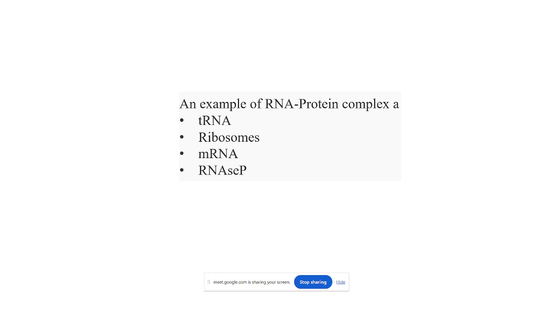Okay. So the correct answer is ribosomes. An example of RNA protein complex is ribosomes. RNase P can also be an RNA protein complex, but here we're talking about the example. We're not asking what an RNA protein complex means. RNase P is an RNA protein complex, and an example of this is ribosomes. Here they are asking for the example, not the meaning of RNA protein complex. That is why it is ribosome. So don't get confused over there.